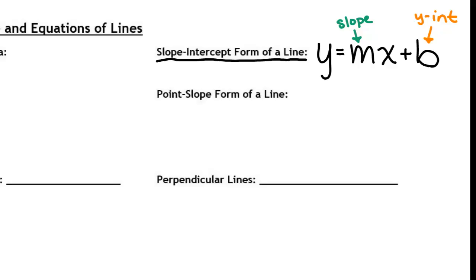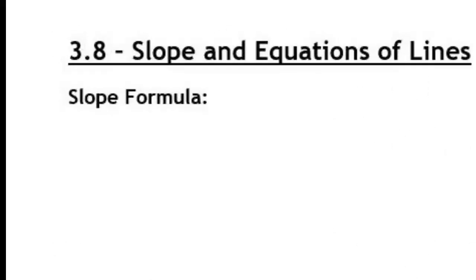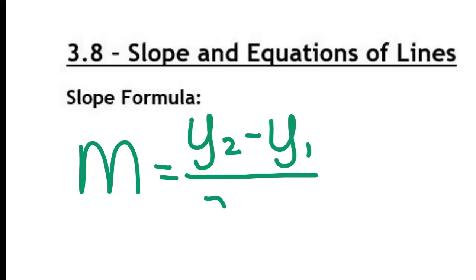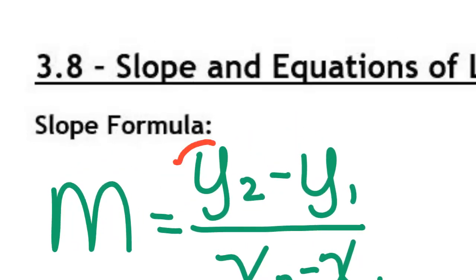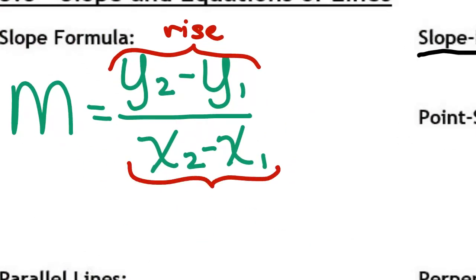b is the y-intercept, m is the slope. The formula to find the slope when you've been given 2 points is m equals y2 minus y1 over x2 minus x1. y2 minus y1 gives us our rise, and x2 minus x1 gives us our run.